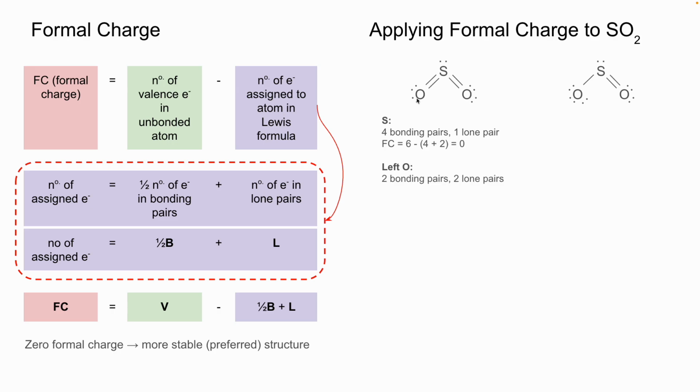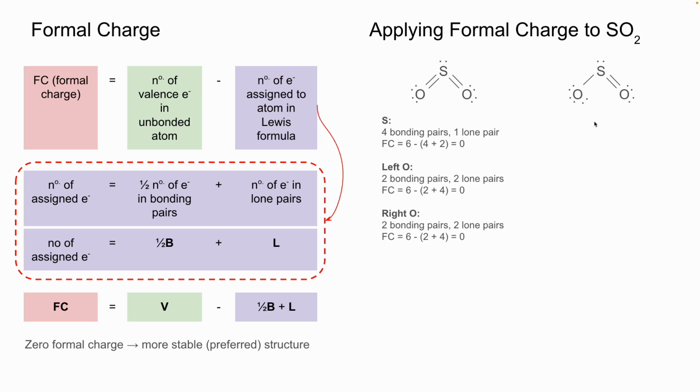On our left oxygen, this one here, we've got 2 bonding pairs. So half the number of electrons involved in the bonding pairs, 4 electrons, is 2. Oxygen has a valency of 6, take away the 2, and then we've got 4 electrons in the lone pairs, which gives us a 0 value. Great, that's for the left-hand oxygen. And the right-hand oxygen you should be able to see is exactly the same. So overall we've got a formal charge of 0 on S, the left-hand oxygen and the right-hand oxygen.